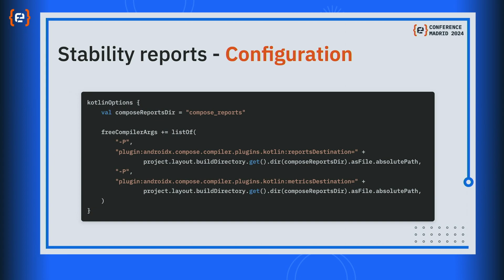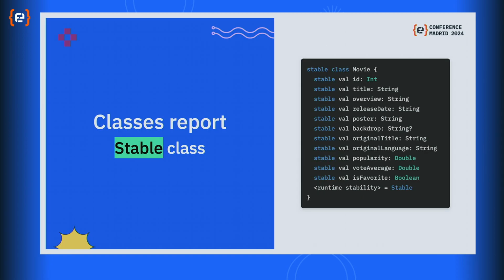But in any case, what this is representing is that we want to enable the generation of the reports during build time. Once we have this, we will have in the build folder these two reports. The first one, the classes report, will tell us whether our classes are stable or not. Remember, the classes that are inside a module where the compose compiler is enabled. If the compose compiler is not enabled, it will be all unstable by default.